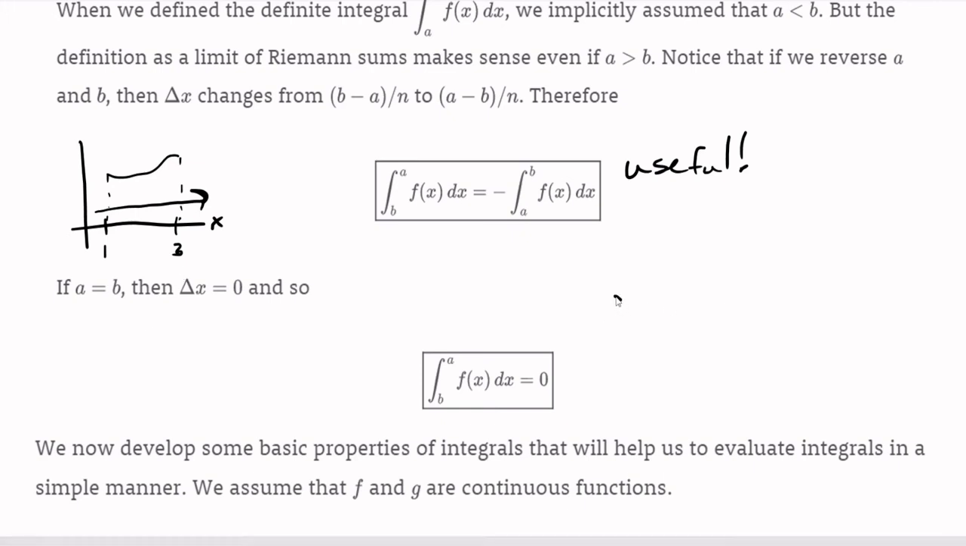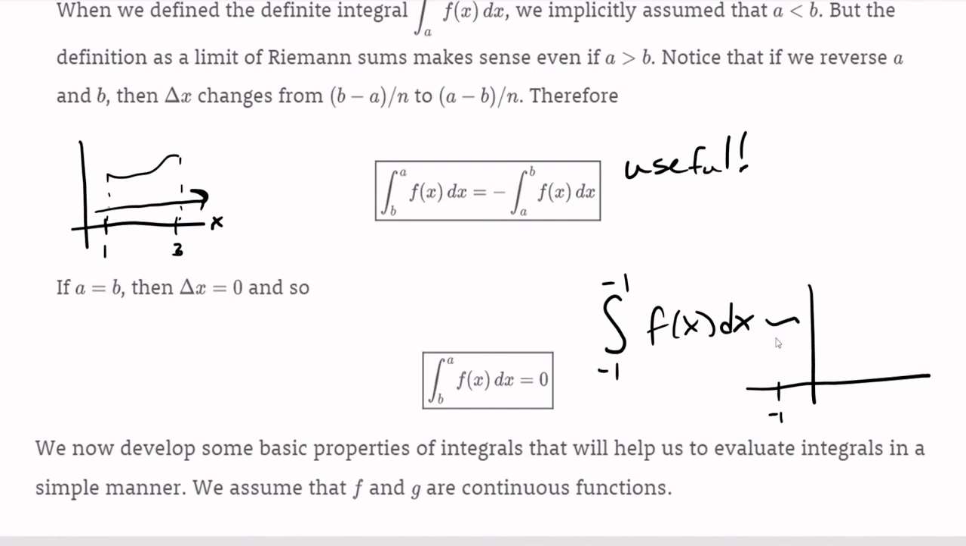Another one, what if A equals B? So what if I want to take the integral from -1 to -1 of some function? Okay, just think about it. Think about the picture. Draw yourself a little picture here. Here's -1 and here's my function, so there it is, around -1. I'm trying to find the area under something, right? So okay, I want to find the area between -1 and -1.